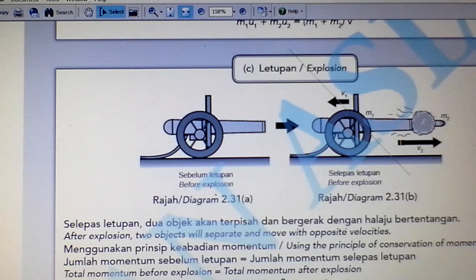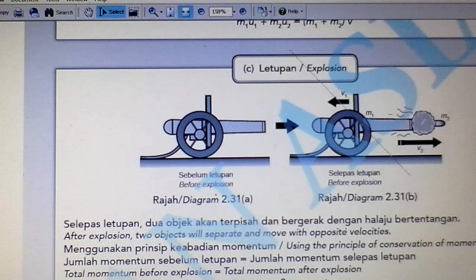If we rearrange the formula, we get negative m1 v1 equals m2 v2, meaning the momentum of the cannonball equals the momentum of the cannon but in the opposite direction. That's why when you total up, you will get 0. For example, if the momentum of the cannon is 50, the momentum of the cannonball is negative 50, so the total is 0.